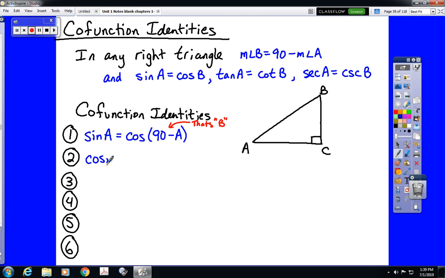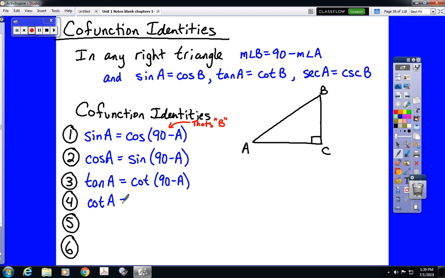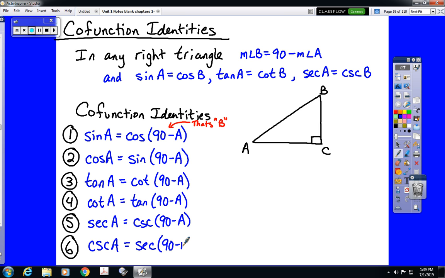For instance, the cosine of angle A would be the sine of angle B, which could be written as 90 minus A. The tangent of angle A is equal to the cotangent of angle B, which is 90 minus A. The cotangent of angle A is the tangent of angle B, which we can write as 90 minus A. The secant of angle A is equal to the cosecant of angle B, which can be written as 90 minus A. And finally, the cosecant of angle A is the secant of angle B, which again we can write as 90 minus A.